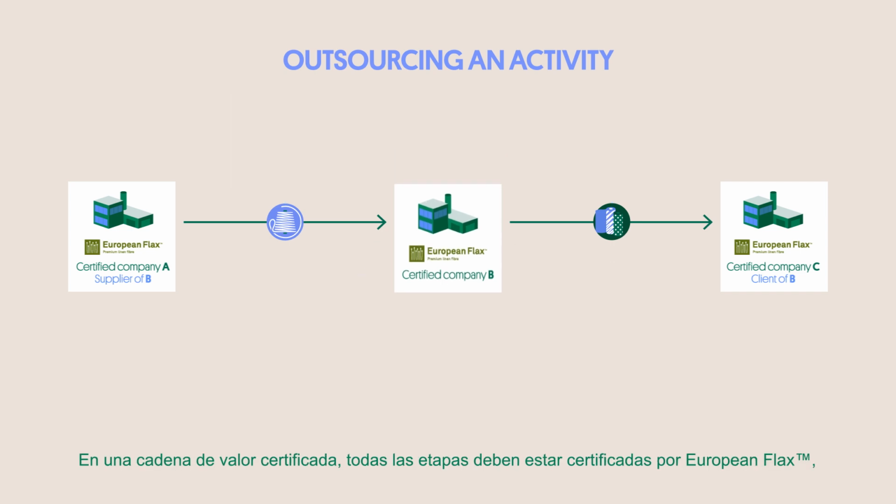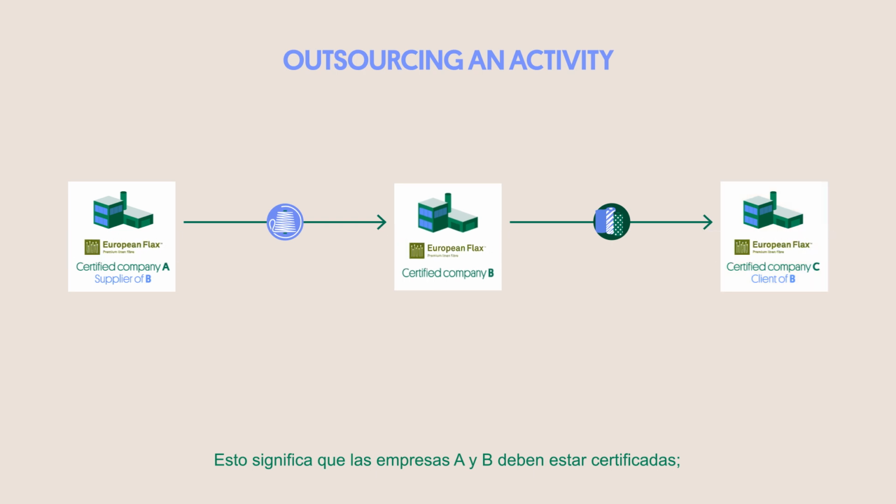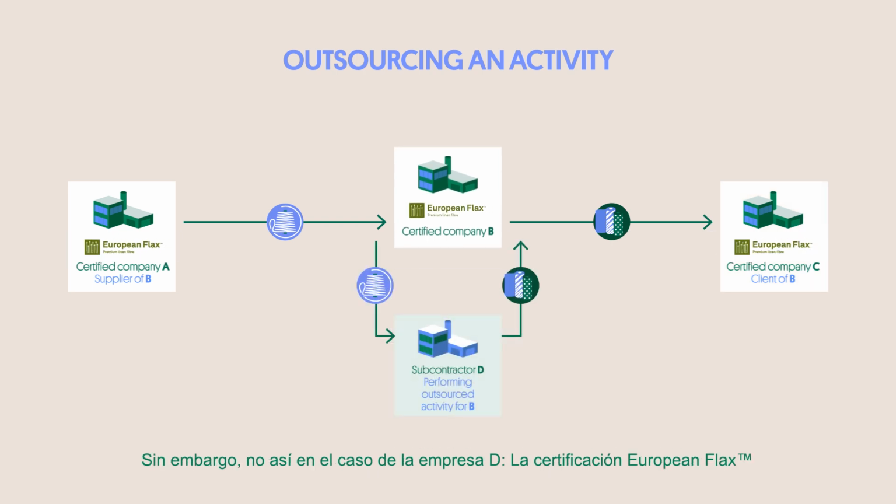Within a certified value chain, all steps must be European Flax certified, including processing or trading. This means that companies A, B, and C must be certified. But that is not the case for Company D. European Flax certification is not required for subcontractors that are not legal owners of the materials or products.